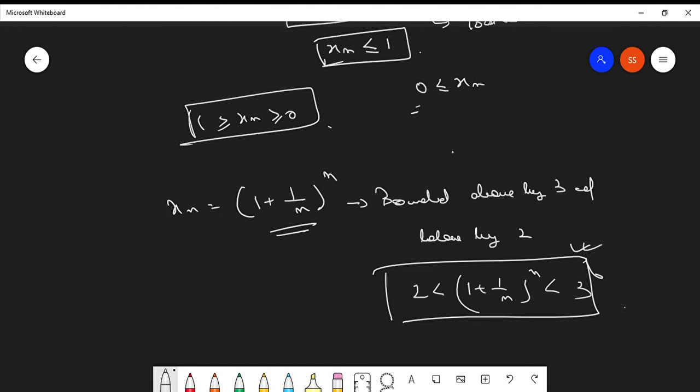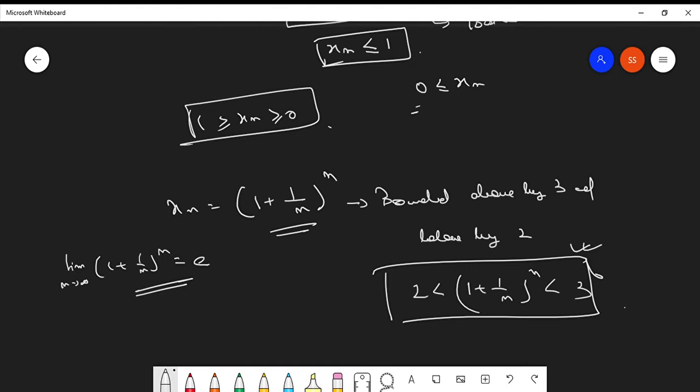If you put the limit n tends to infinity here, you people already know this, I guess. You have studied it at the +2 level. You get e, right? What is this limit? I will be coming to that later. So this is what a bounded sequence means.